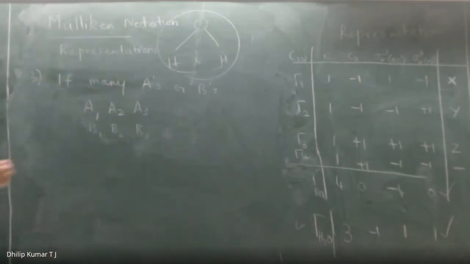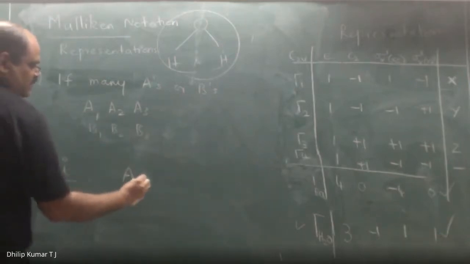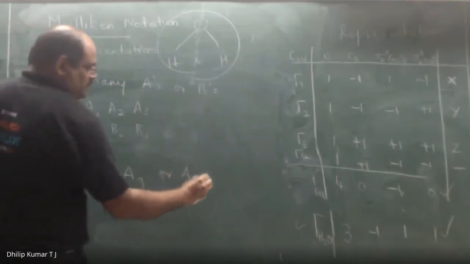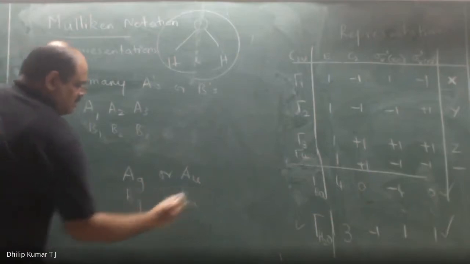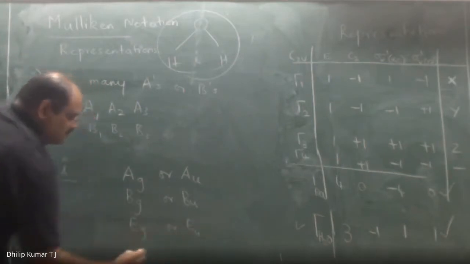So fourth is: if the point group has the inversion symmetry i, then the A's or B's are given as either g or u: Ag or Au, or like Bg or Bu, or Eg or Eu, again Tg or Tu.